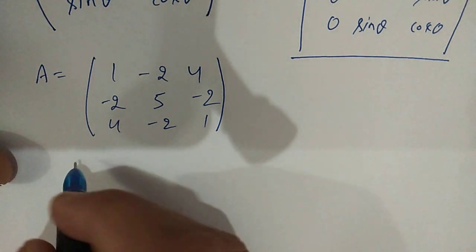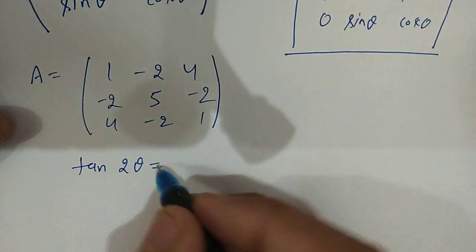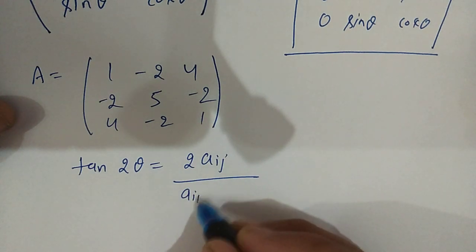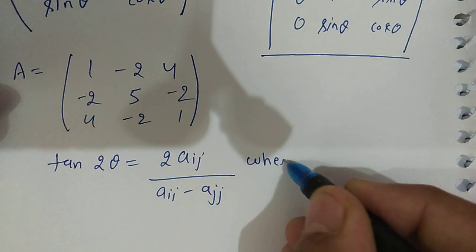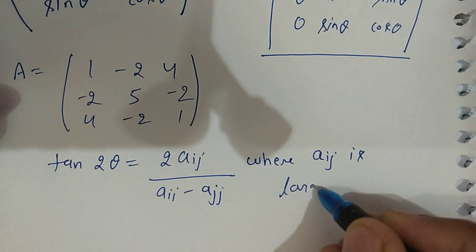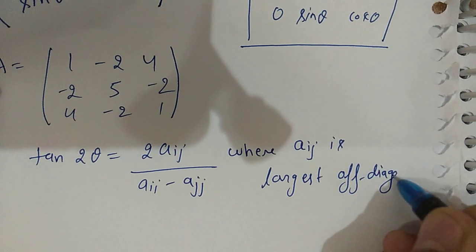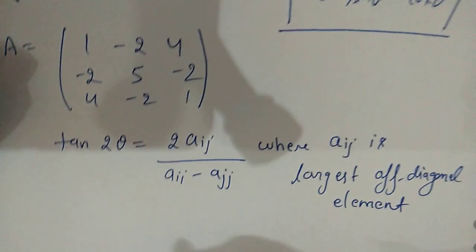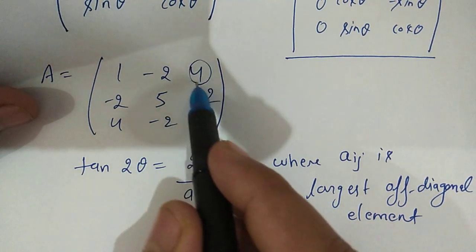So the first step, we need to find the theta. The formula is tan 2 theta equal to 2aij by aii minus ajj, where aij is the largest off diagonal element. If you leave the diagonal elements, the largest number will be 4.